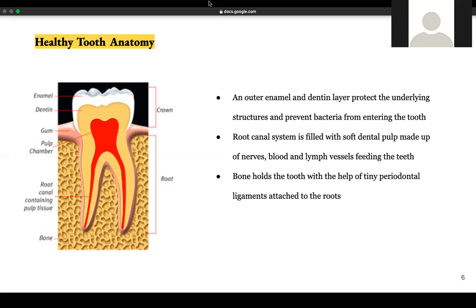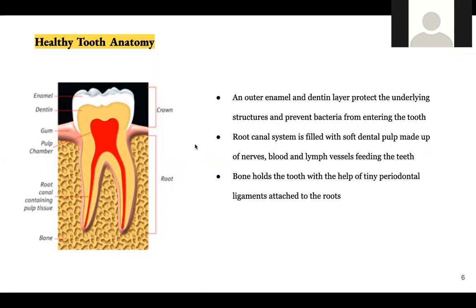As well, if we look at that spongy outer layer surrounding the tooth, that is the bone, and this holds the tooth with the help of tiny periodontal ligaments attached to the roots. And the final thing I want everyone to focus on in the image to the left is that red area that depicts the pulp chamber, and then deeper down the root canal that contains the pulp tissue.